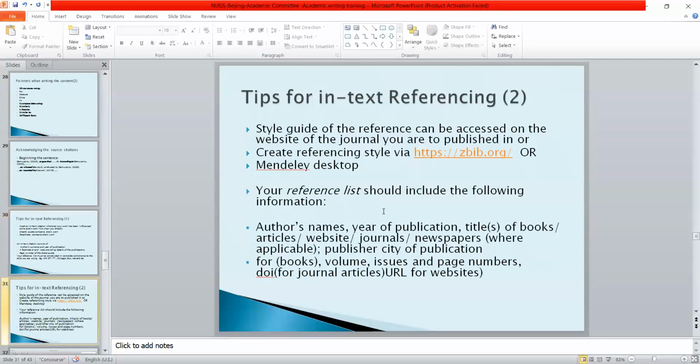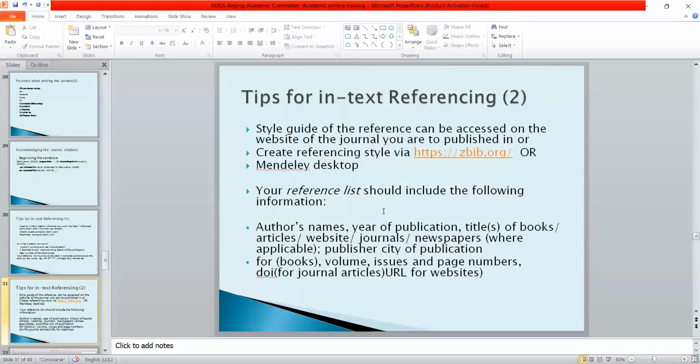So here are tips for in-text referencing. For instance, the style guide of the reference can be accessed on the website of the journal. Before you start writing, you go and access it. Then you create a reference style. You can create it via the Zotero bar. It is very easy. The Mendeley desktop has made referencing so interesting that this time you just need to master and understand how those things are done and you are okay.